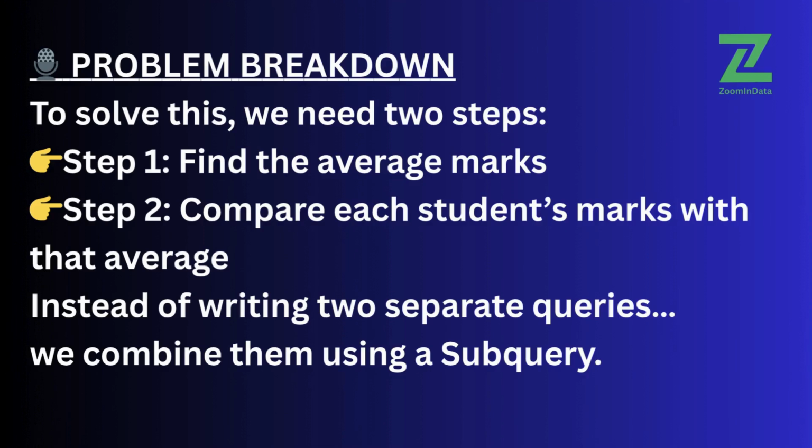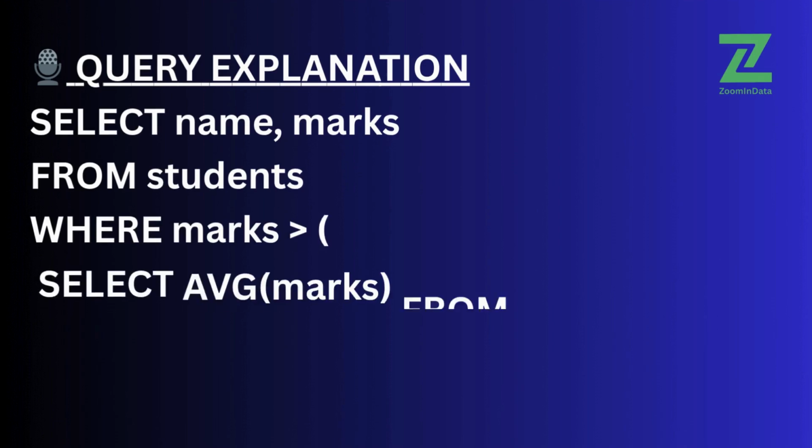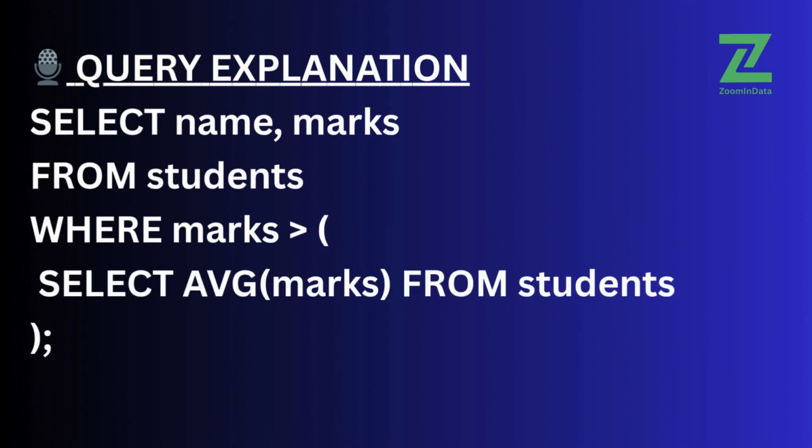Instead of writing two separate queries, we combine them using a subquery. Here's how it works. We write one query inside another. The inner query calculates the average marks. The outer query uses that result to filter students.